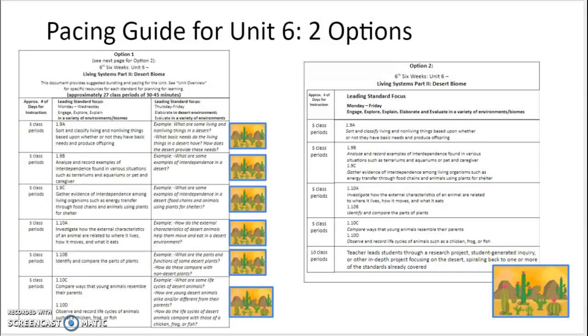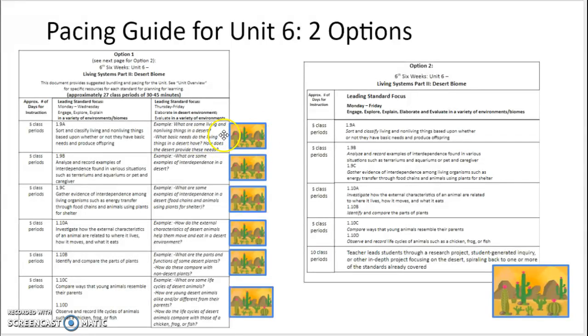The way that these would be set up is when you're doing 1.9a, which would be this row, you would break that into 5 class periods. In the first 3 class periods, you would just teach that particular life science standard. This is basically living and non-living things, focusing on basic needs and producing offspring. You're going to use whatever environments are in STEM scopes and aims for whatever lessons you're going to use. And then on Thursday, you would look at what that looks like in the desert.